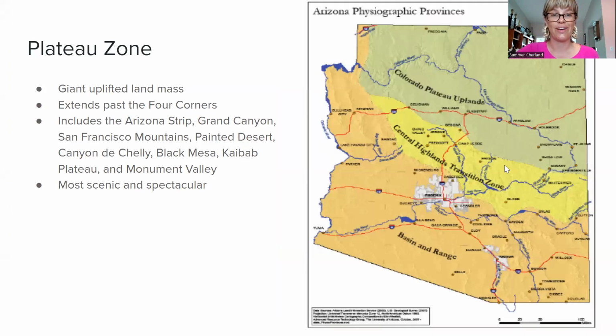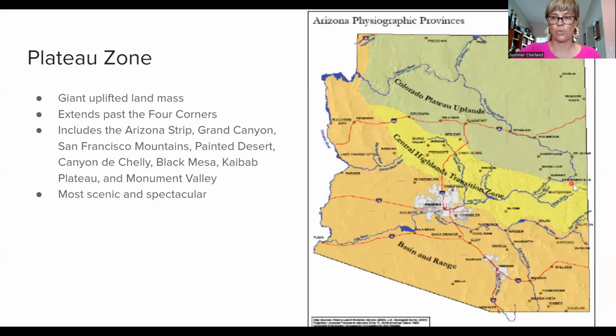So here you go. If you just want to pause right here and identify where the plateau is, where the mountain zone, which is also sometimes called the transitional zone, and the basin and range are. But let's talk about the plateau zone, and I'm going to give you examples of each of these things. The plateau zone is this giant landmass of lifted up territory up here, all around this green area. And it extends.